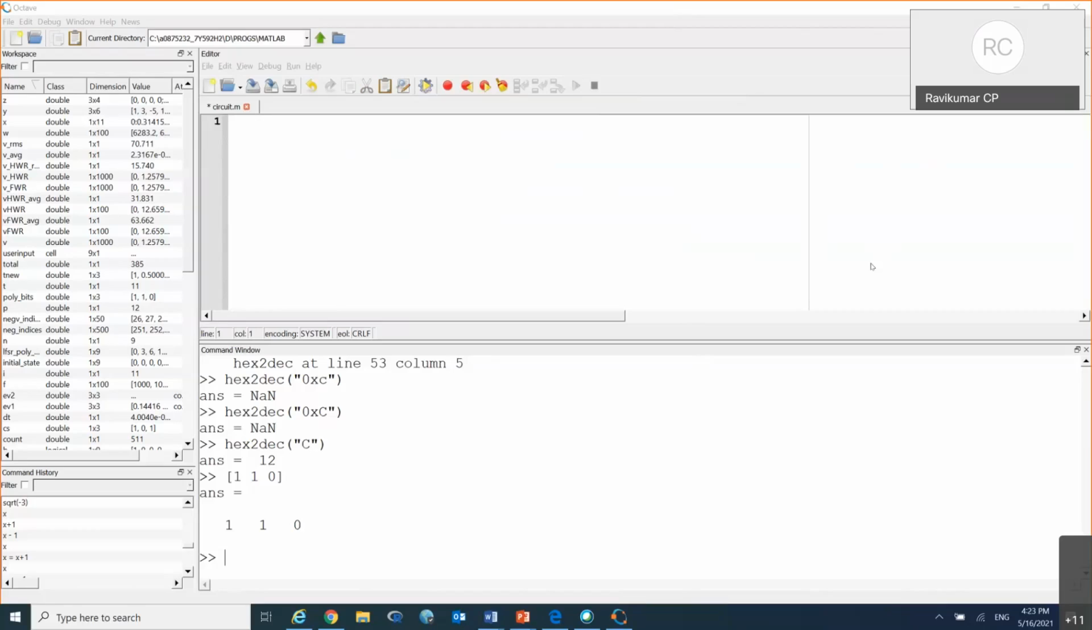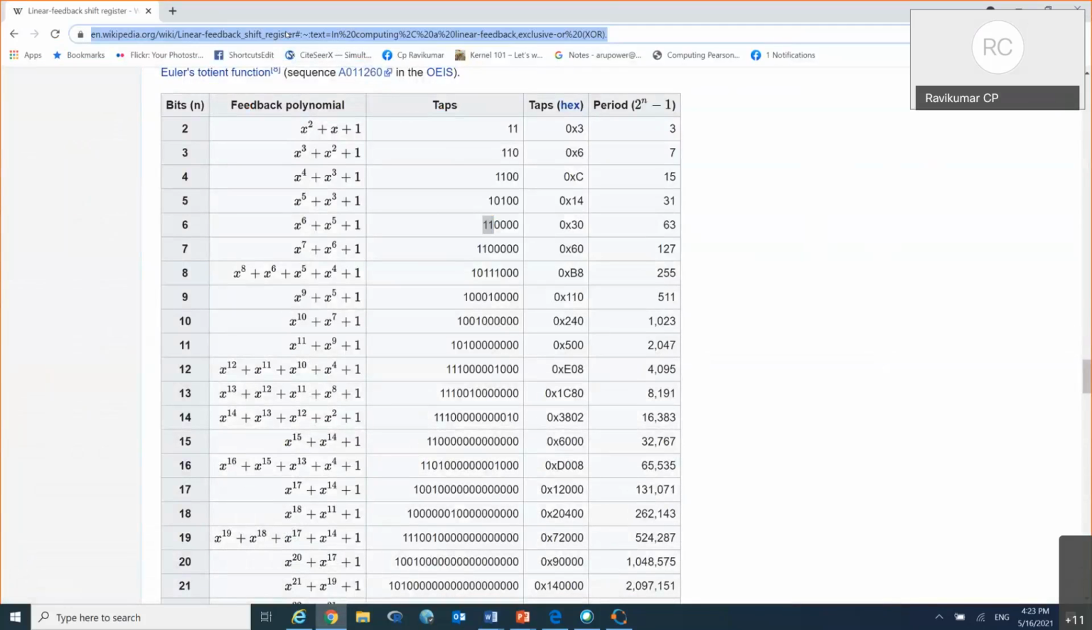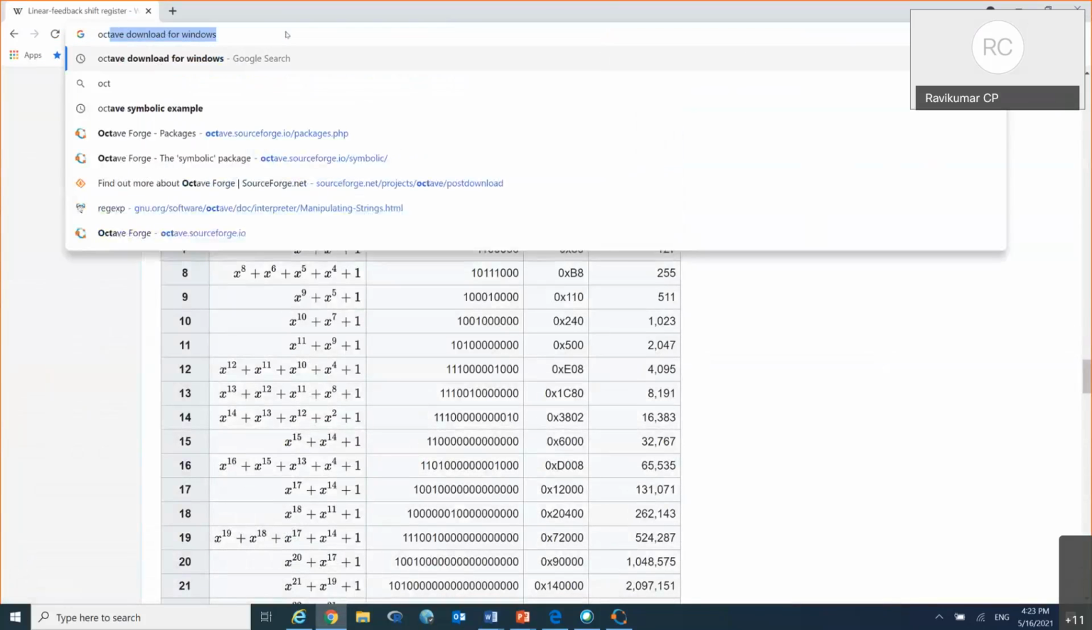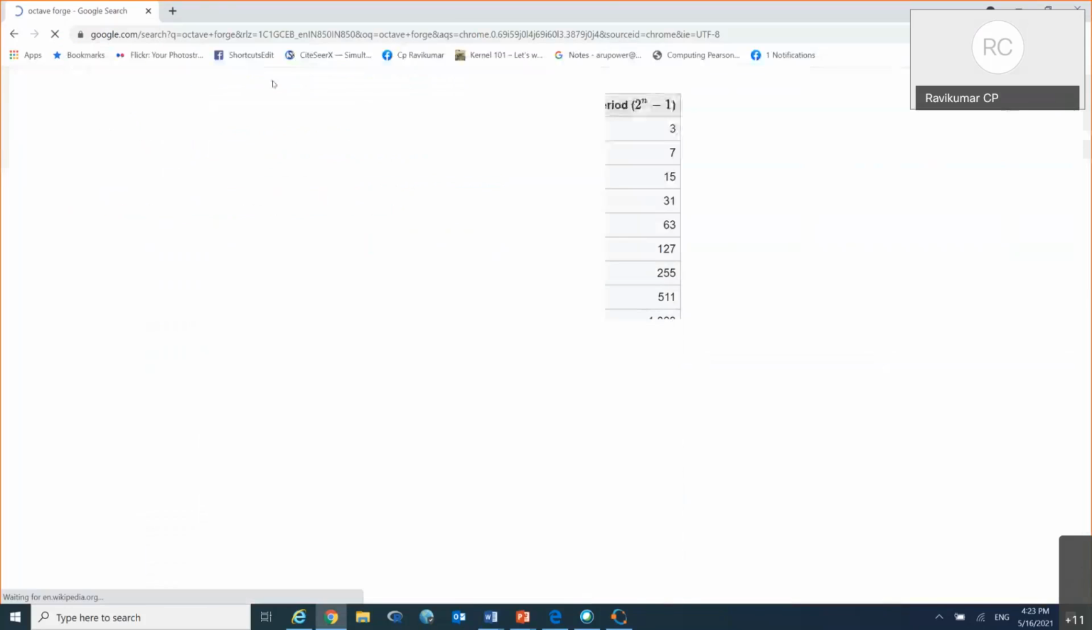Okay, so in the remaining time, I thought I'll spend a little time on the various packages that are available. I had asked the organizers to talk about the packages. See, Octave, you know, there is an Octave Forge. So you'll have to look at that.